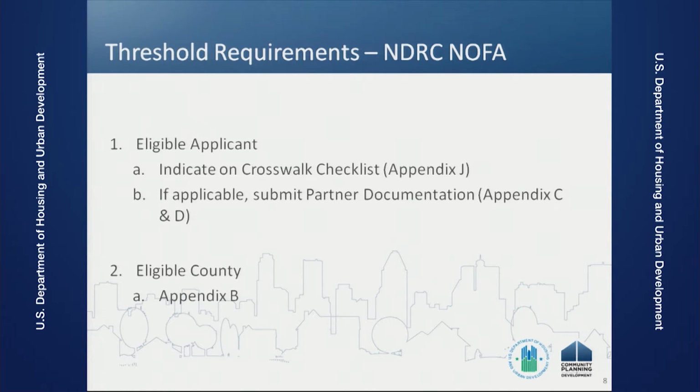The second threshold requirement in the NDRC NOFA is the eligible county threshold. This threshold ensures that the area primarily benefiting from the proposed National Disaster Resilience Activity or project is the most impacted and distressed area within a county for which a 2011, 2012, or 2013 major disaster declaration exists. Applicants should refer to the Excel file that is Appendix B to the NDRC NOFA for a list of eligible counties with major declared disasters occurring between January 2011 and December 2013, and identify the appropriate eligible county from that list.